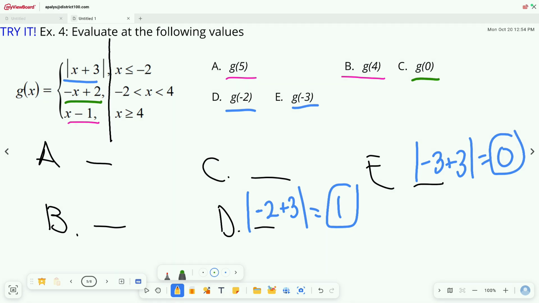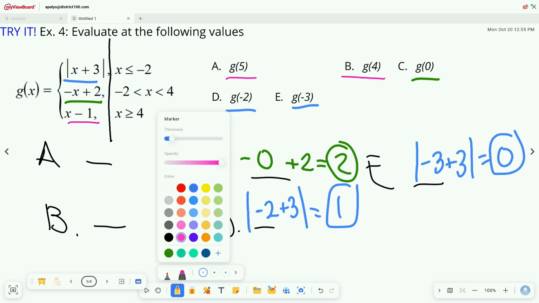Green is C. -0 plus 2. Where are we getting the 3 from? Yeah, we're using that equation because those x's fall into the x's that are less than or equal to -2. Okay, what's 0 plus 2? 2. All right.